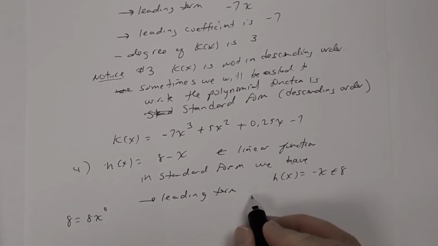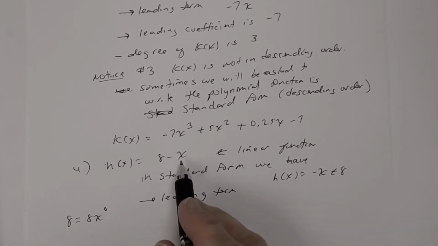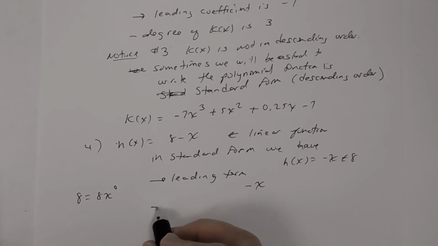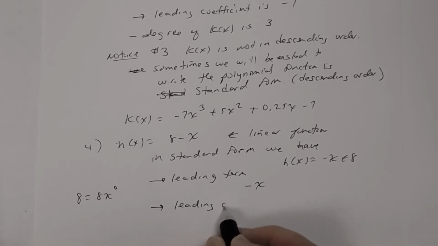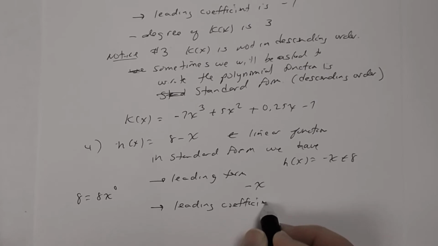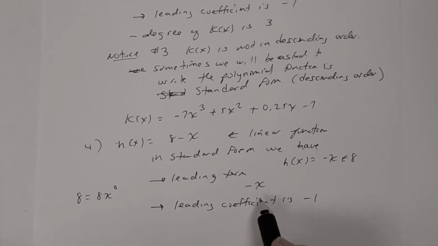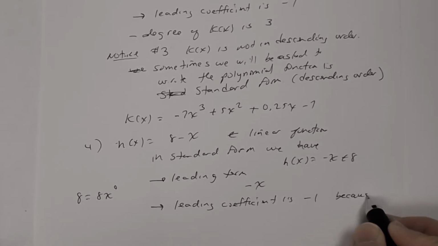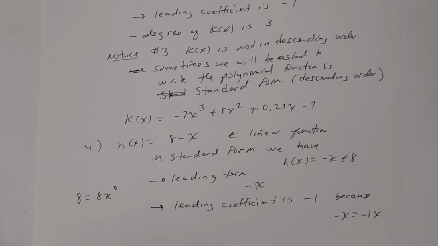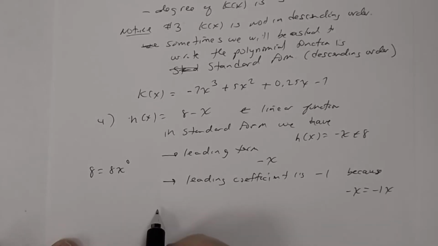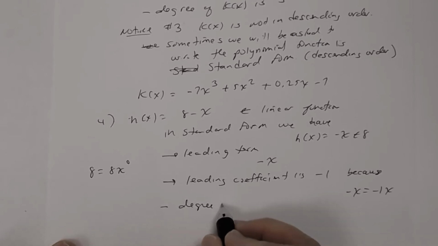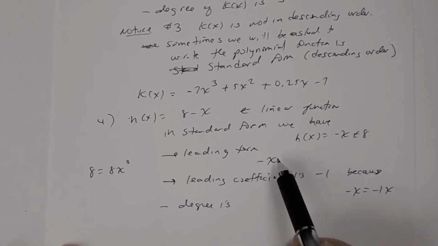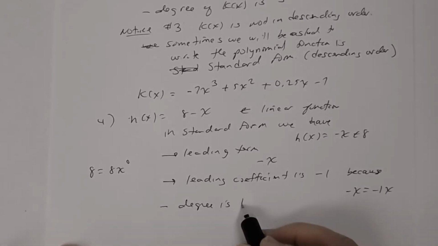Now be careful, don't say x. It's important you keep your sign with it. So your leading term is negative x. What's the leading coefficient? Your leading coefficient is negative 1, because remember negative x equals negative 1 times x. Okay? And then what is the degree? Remember the degree is the exponent of the leading term. So here's your leading term. What's that exponent right here? 1. So degree is 1.